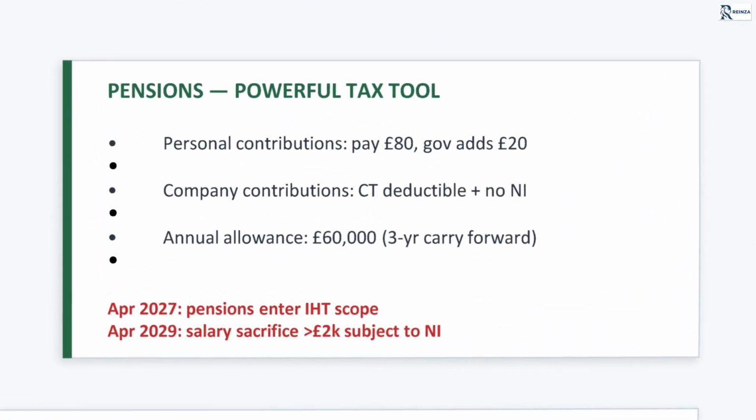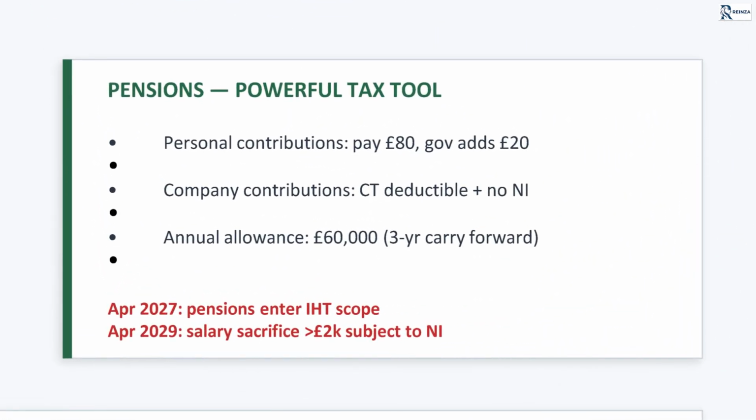Pensions are one of the most powerful tax planning tools available. For personal contributions, you pay £80 and the government adds £20 through tax relief. That is an immediate 25% return on your money. For higher rate taxpayers, you can claim further relief through your tax return.